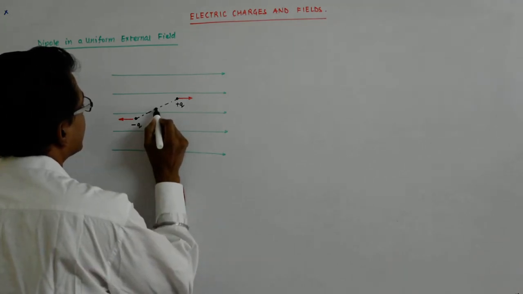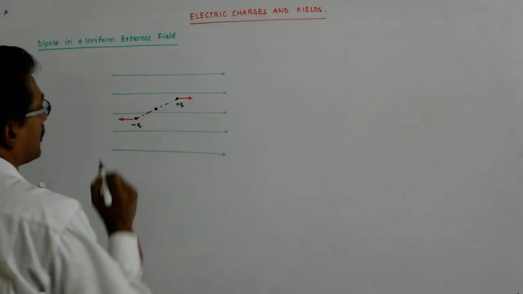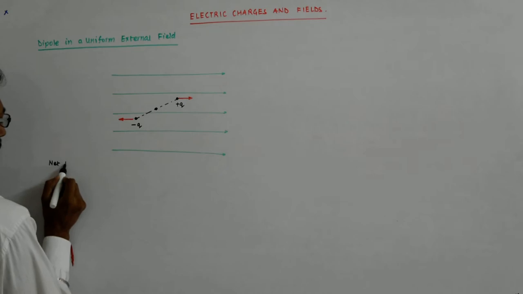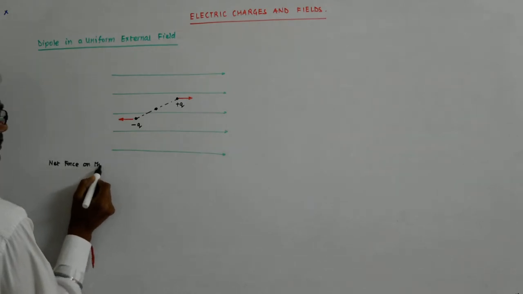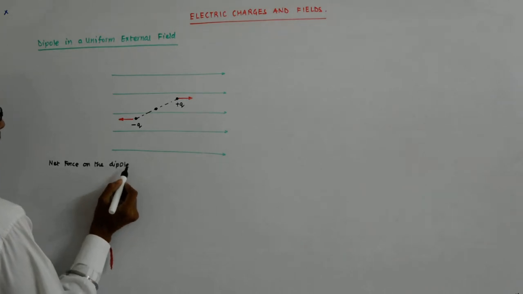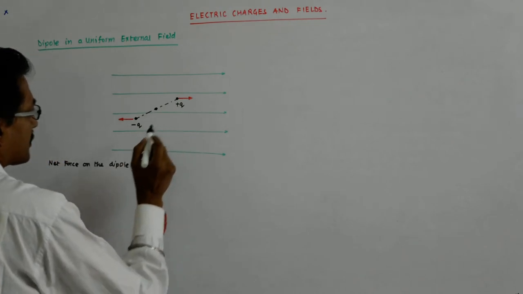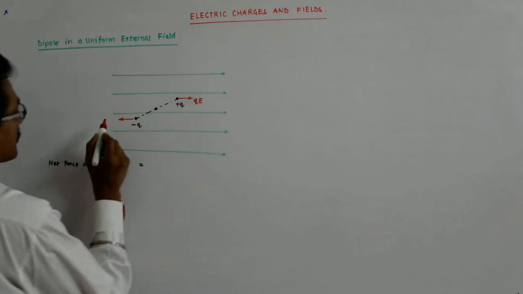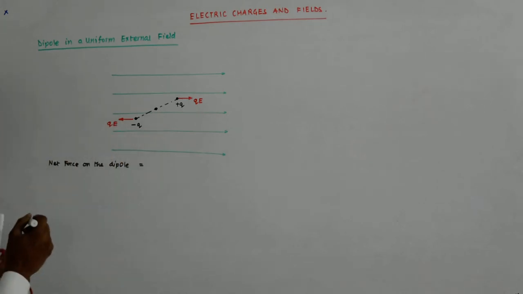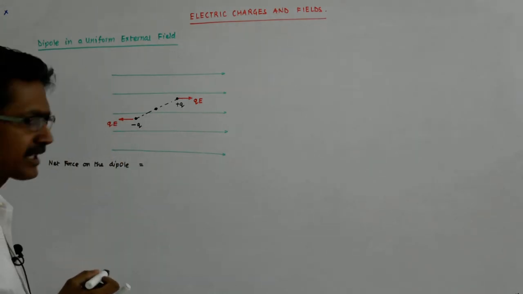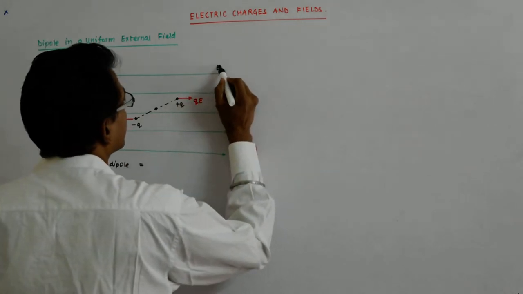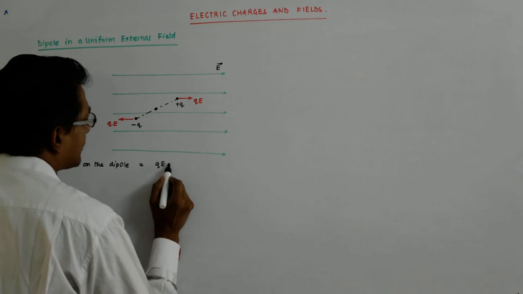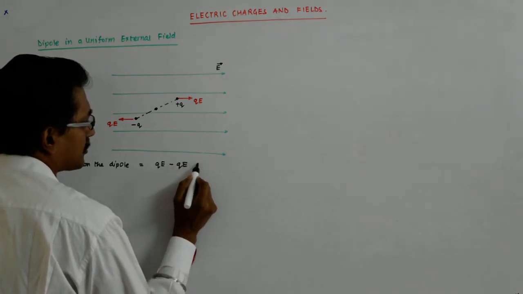Fine. So if this is the center of the dipole, what is the net force on the dipole? This force is QE in that direction. This force too is QE in this direction. They are equal and opposite forces, correct? And obviously the field is E. So for the net force on the dipole, the right force we treat as plus and the left force we treat as minus. So together they become zero.